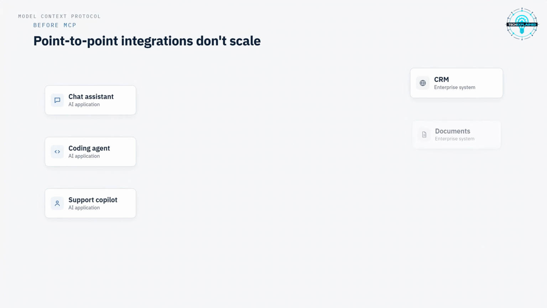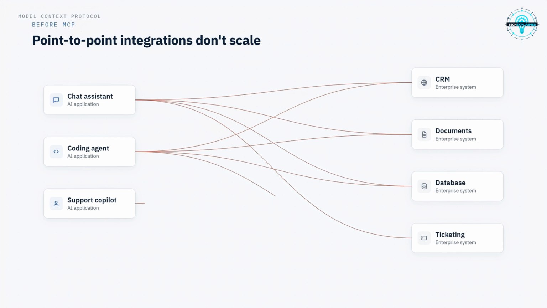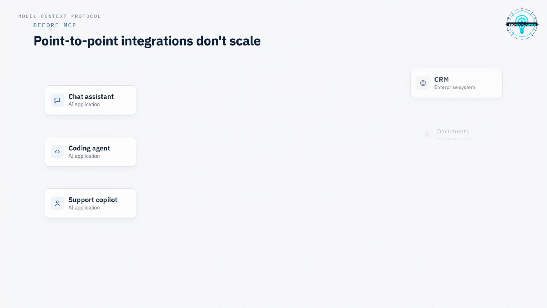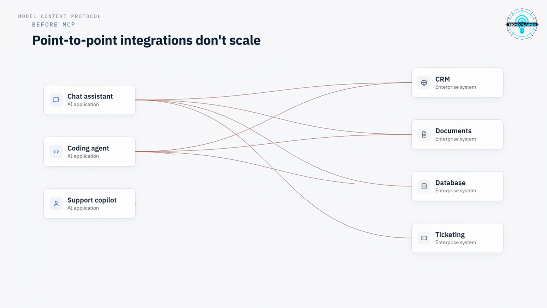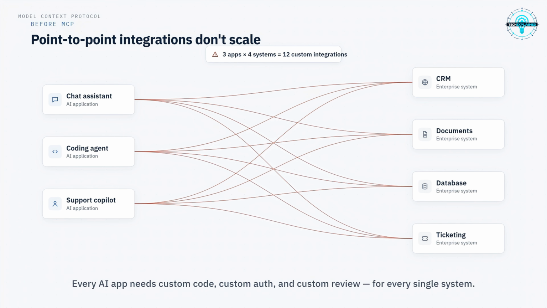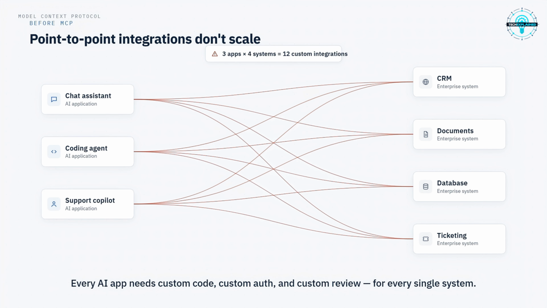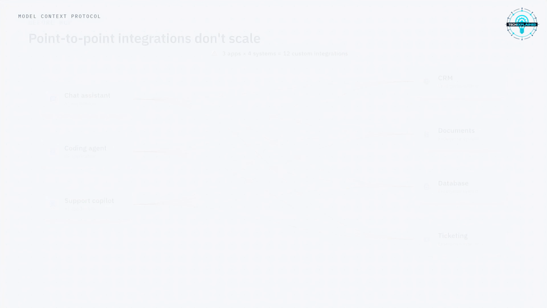Before MCP, every AI application needed its own custom integration for every enterprise system. 3 apps and 4 systems means 12 separate connectors, each with its own code, its own credentials, and its own security review. The Model Context Protocol replaces all of that with one open standard.